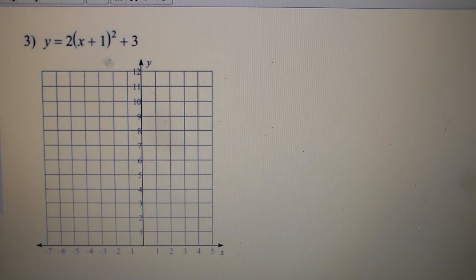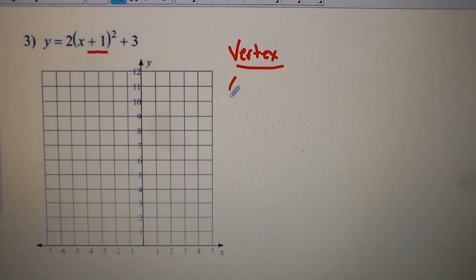So we got y equals 2 times x plus 1 squared plus 3. To find the vertex, we know it's the opposite of the number that's in the parentheses. So if positive 1's in the parentheses, the vertex is at negative 1. And then the height always comes here at the end when it's in vertex form. So you have a positive 3. So your vertex is negative 1, positive 3. So that's either the bottom of your curve or the top of your curve. Since this is a positive 2, I know it's going to be going up. So it's a U shape.